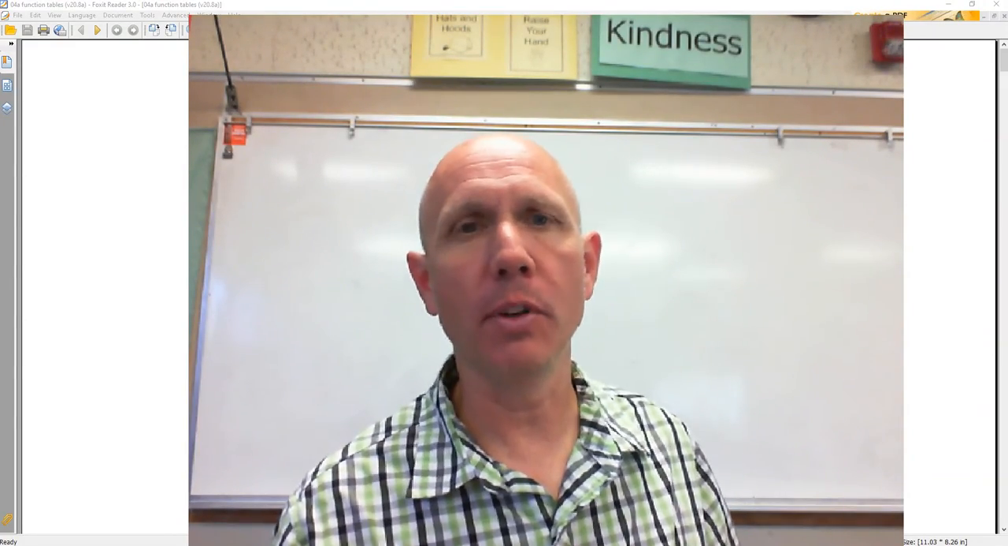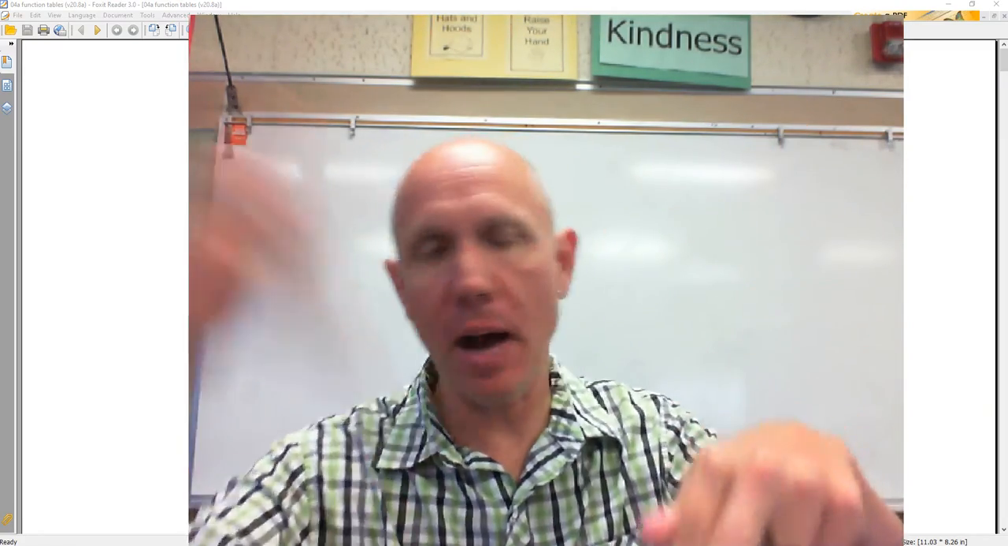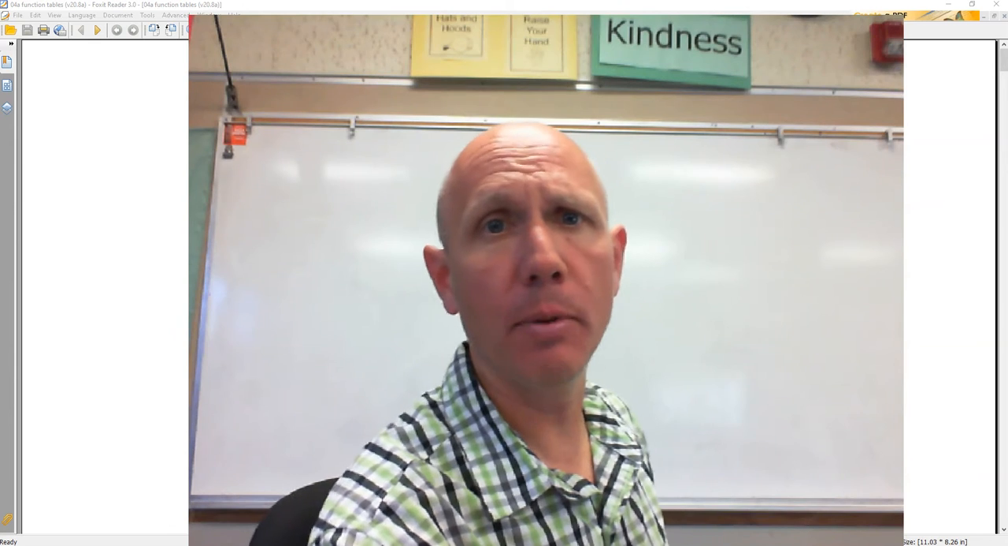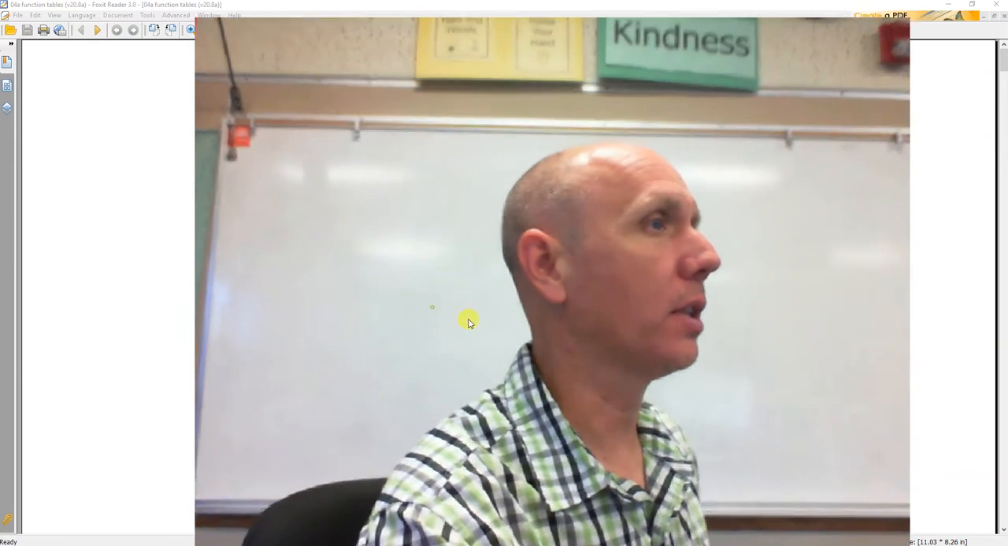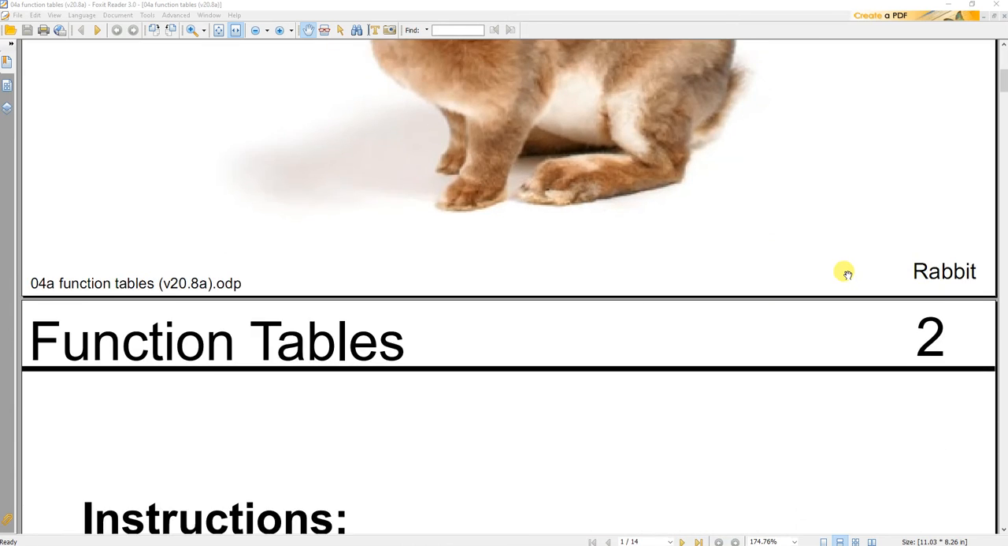I like function tables. It's the idea of doing a whole bunch of input, outputs, input, outputs, input, outputs all together. So function tables, are you ready for this? Here we go. Let's come over here to function tables. Function tables with a rabbit.